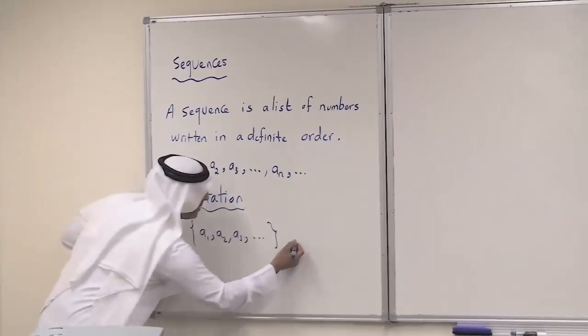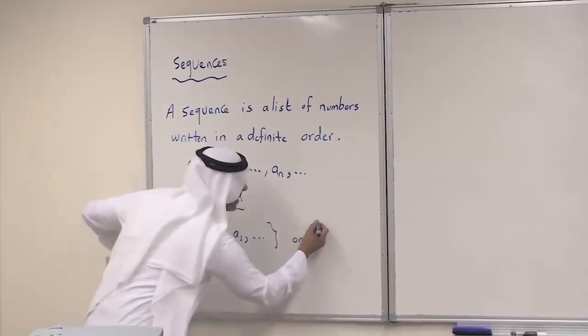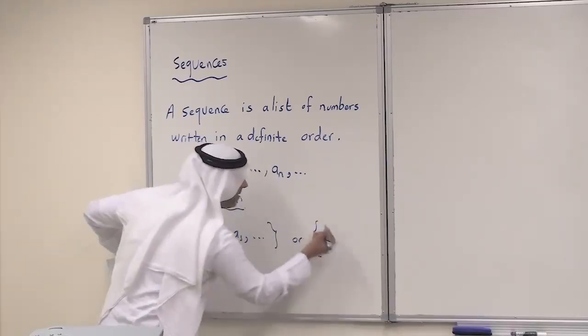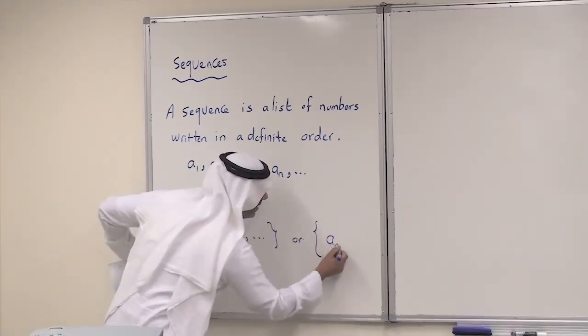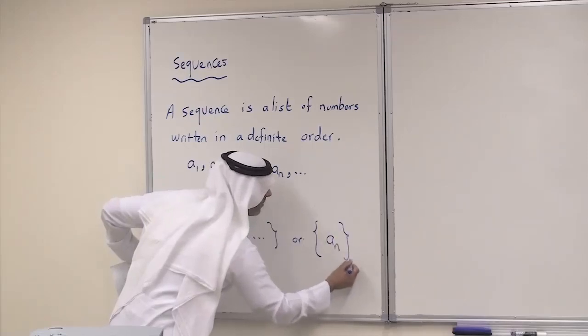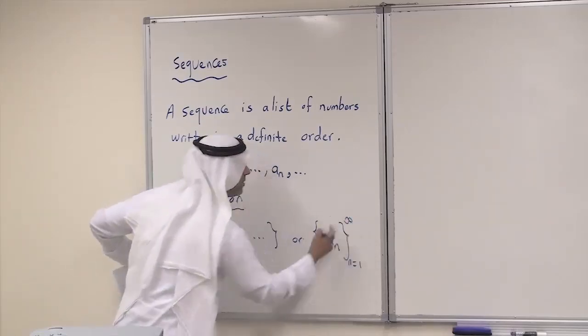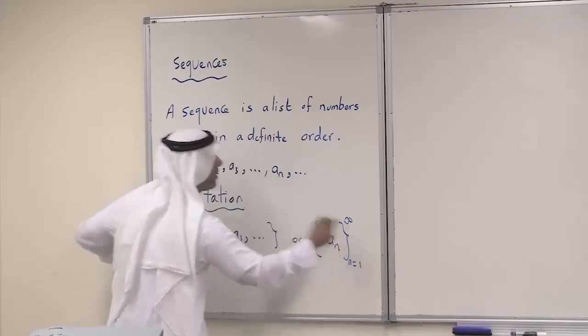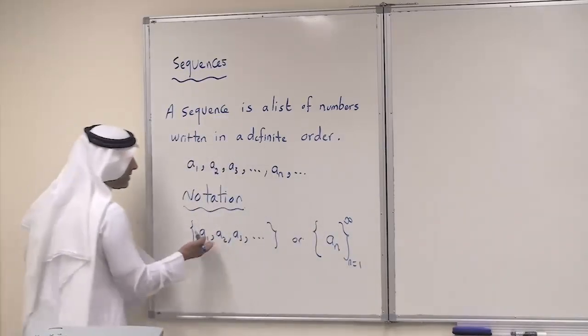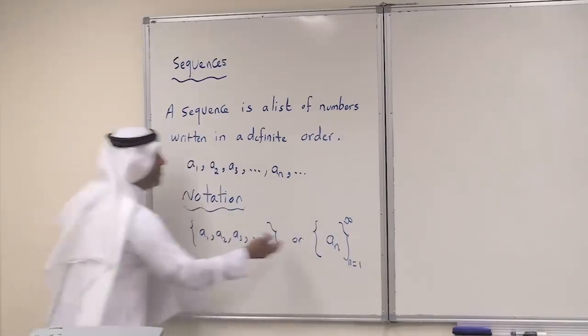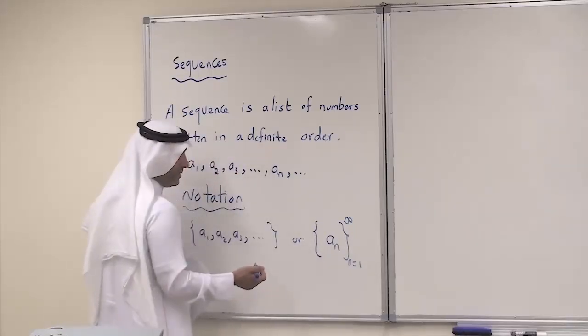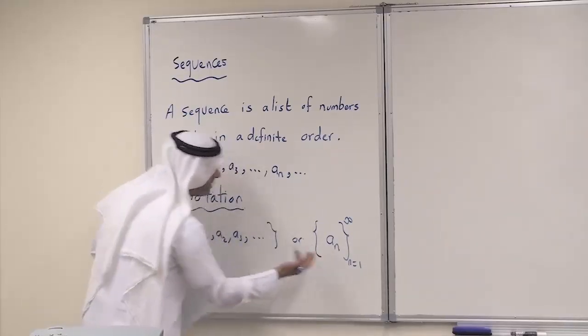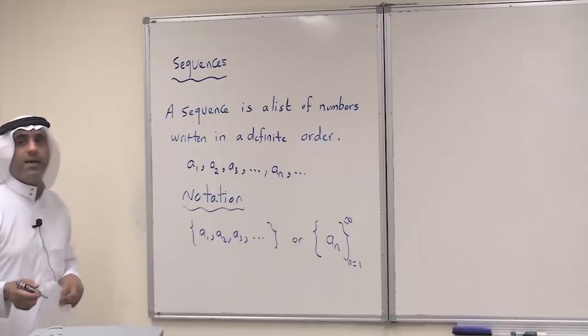Or it is denoted by this. Sometimes we just write the nth term formula, an, and we write here that n is running from 1 up to infinity. So it's A1, A2, A3, A4, etc. Sometimes we use this listing elements notation. Sometimes we use this compact form of the sequence. But in the end, this represents a sequence. This will also represent a sequence.